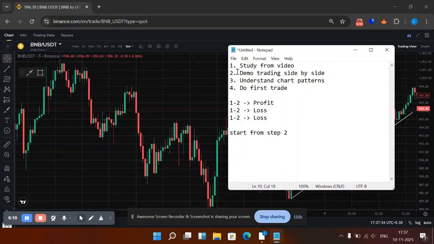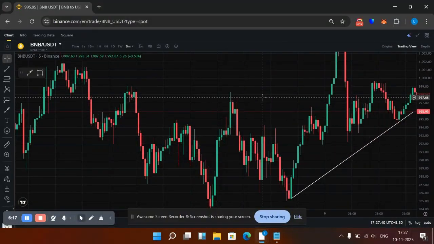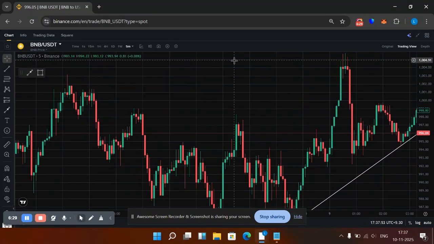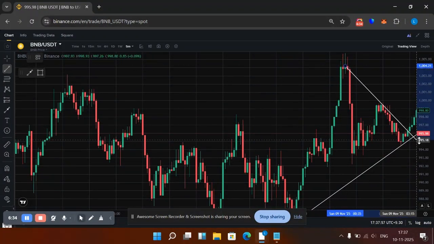Again you have to start from step 2, and again you have to enter the trade after doing all this. Alright, I'm doing that same thing. I'm following this procedure. If you follow this, obviously that is going to be better. Now here what I am saying is, there is one symmetrical triangle being formed. So now you have to be good with pattern and everything. Now let's see. There is a symmetrical triangle here.